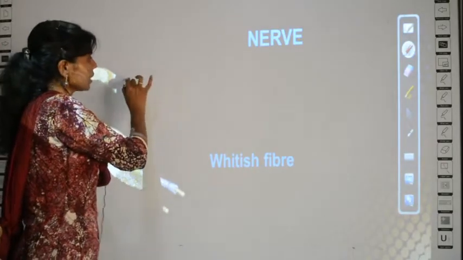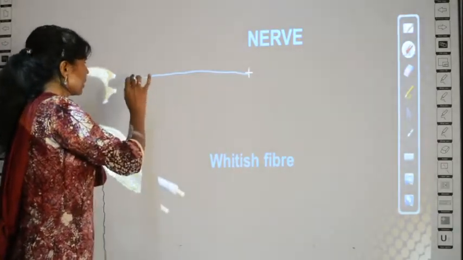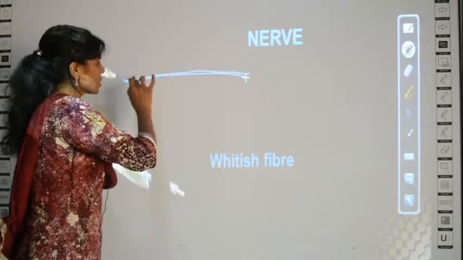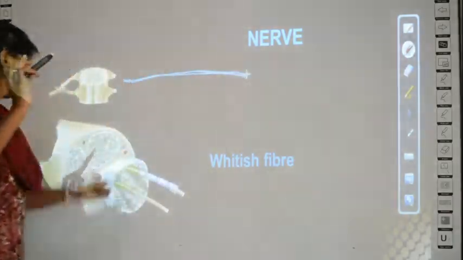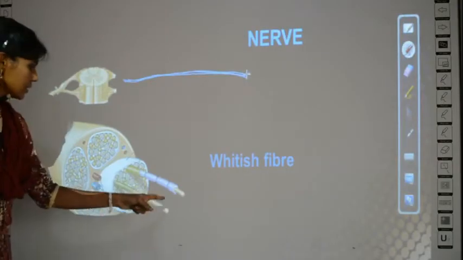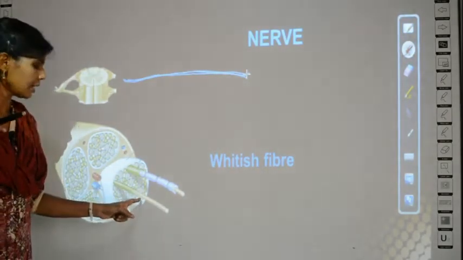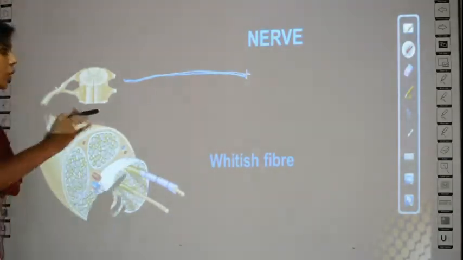So, what have you studied in the structure of a neuron? You have a long rod-like structure which is an axon. This axon is this yellow color region. Can you see the rod-like structures? This yellow color region is the axon that you have studied.